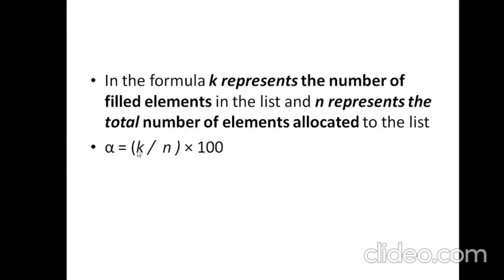What do I mean by k? k represents the number of actual elements in the list. So if the list size is 100, and there are currently 75 elements, then k is equal to 75. The current number of elements in the list is simply k, and n is the maximum number of elements. In my example, 100 is the size of the list, so n equals 100, and we multiply by 100 so that it becomes a percentage.